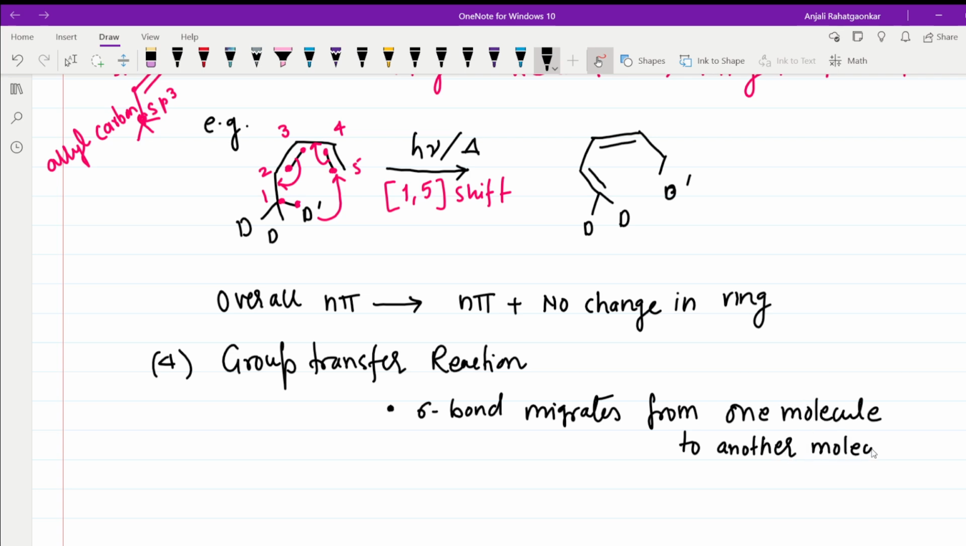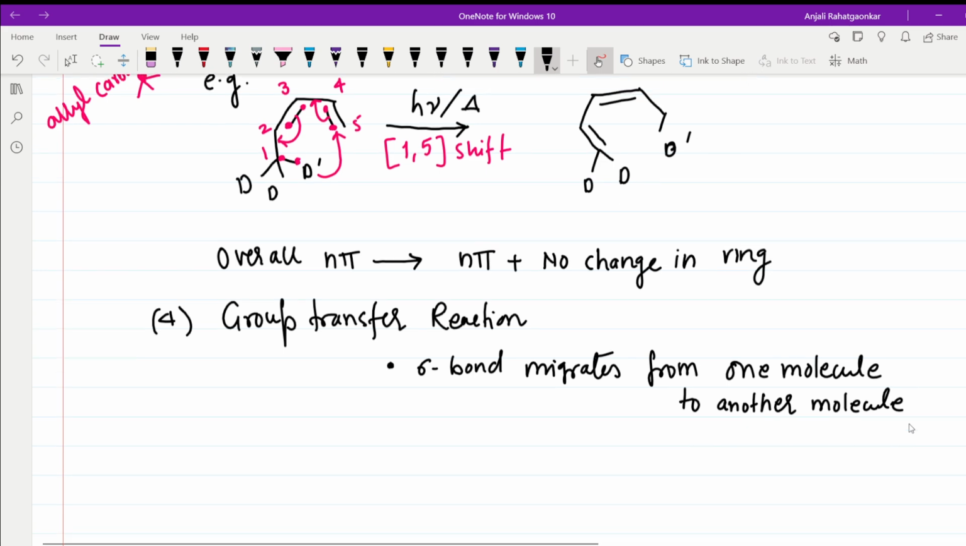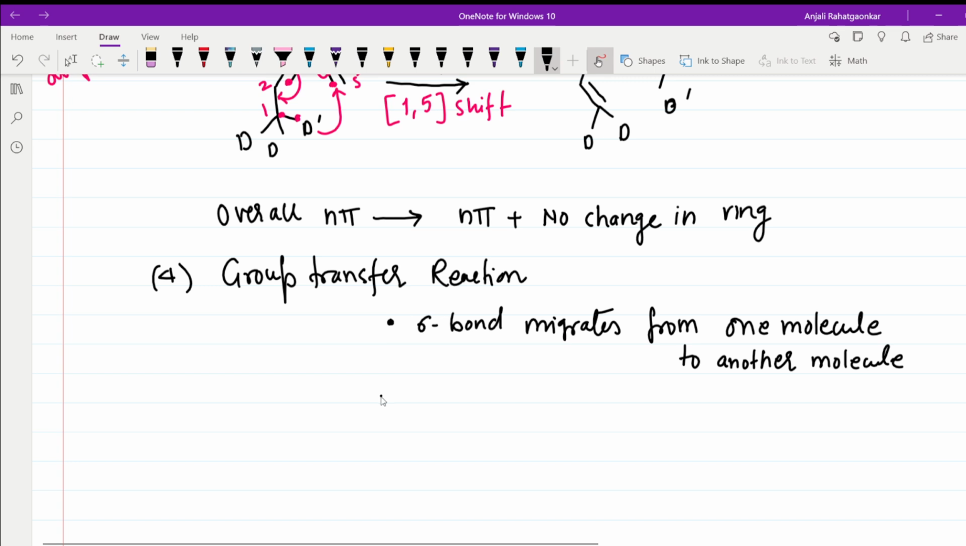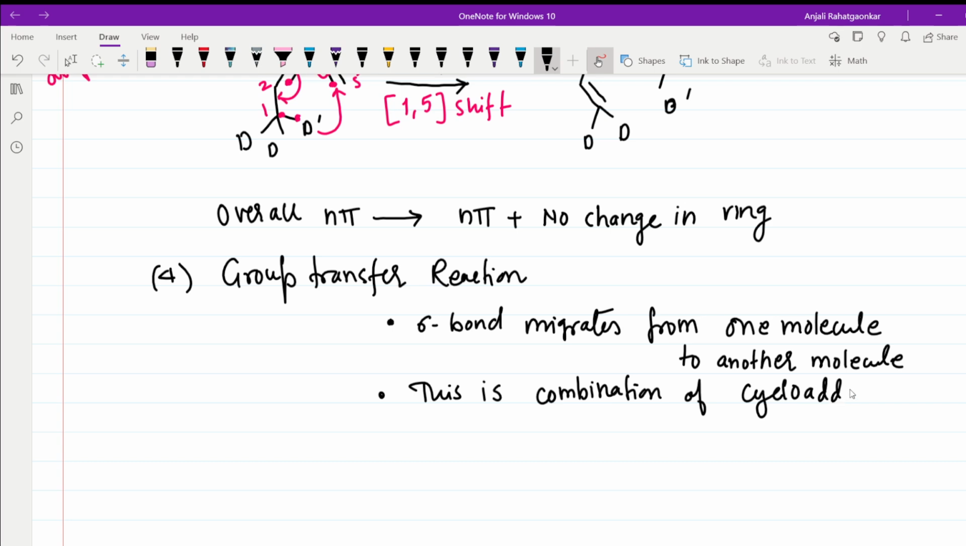So this is a little bit of a combination of 2 reactions. The group transfer reaction may be a combination, not exactly, of a cycloaddition reaction plus a sigmatropic reaction.